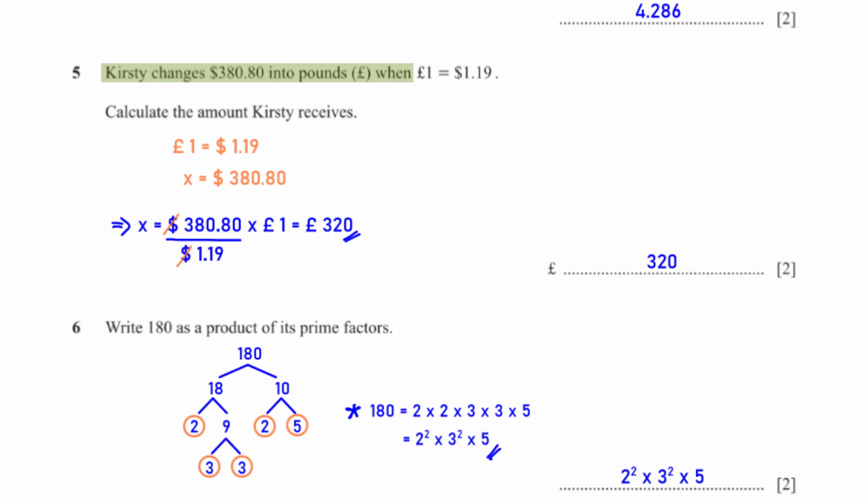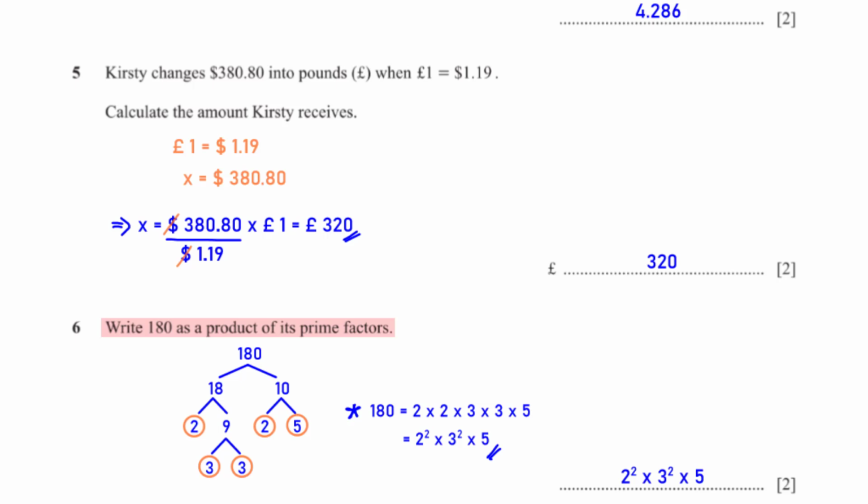Kirsty changes $380.8 into pounds when 1 pound equals $1.19. Calculate the amount Kirsty receives. We want to find the amount Kirsty receives when she changes $380.8 into pounds, which is what we are calling X. When we cross multiply and make X the subject, this is what we get, which is equal to 320 pounds.